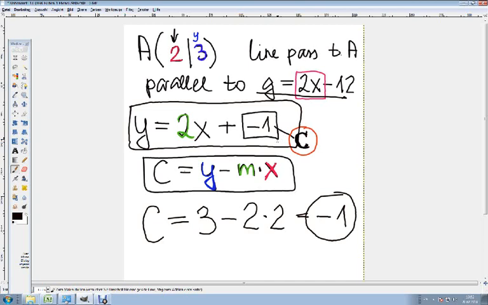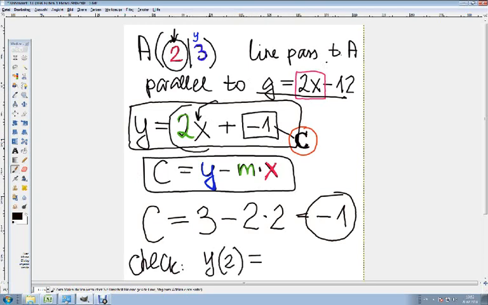Here I would like to show my check, my control. Is it possible, if I put for x the value of 2? I write down y of 2 equals 2 times 2 is 4, and then minus 1 leads to 3. Exactly, it is 3. It is my point. This line really passes through the point 2 and 3.